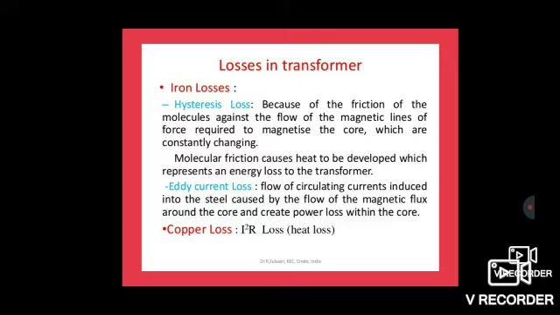Another one is eddy current loss. Circulating currents induced in the steel, caused by the flow of magnetic flux around the core, create power loss within the core. This power loss is called eddy current loss. The circulating current is called eddy current. Then copper loss is nothing but the I squared R loss, that is heat loss.